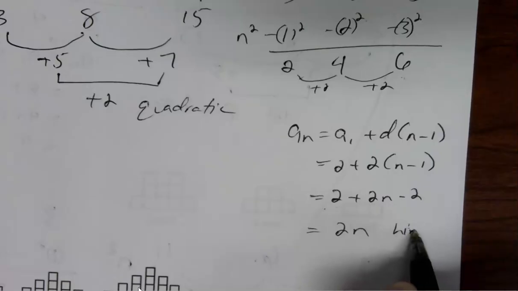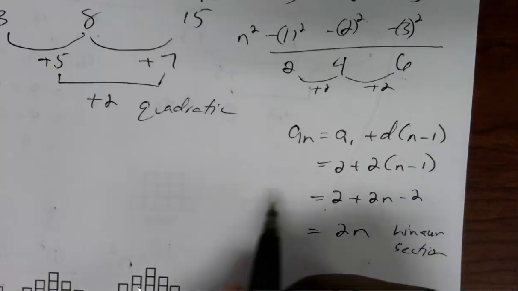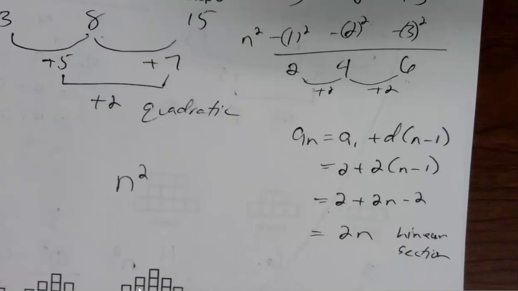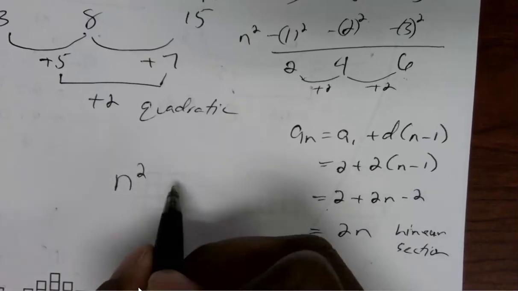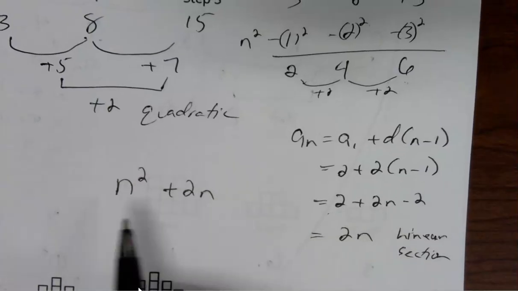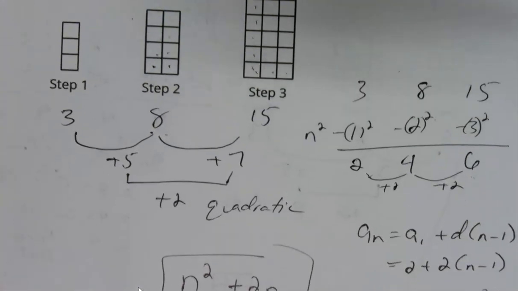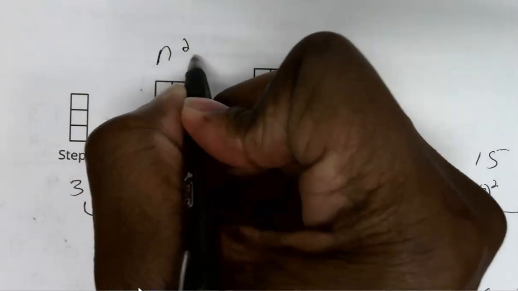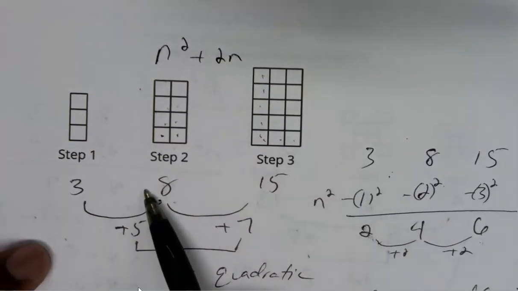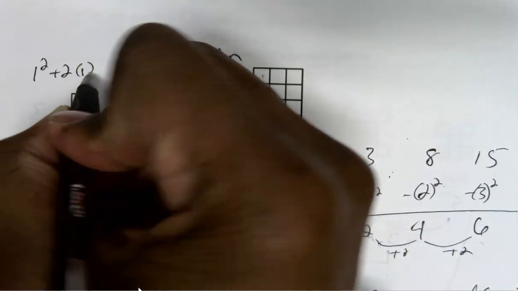This is my linear section, the linear part of the equation. So the first half of the equation is the quadratic part, the second power, stage number squared, plus 2 times n, 2 times that stage number. So this formula should give me all the numbers in that sequence. Keep in mind, n to the second power plus twice n can be used to find all the numbers in the sequence. If you check it out, 1 to the second power plus 2 times 1.